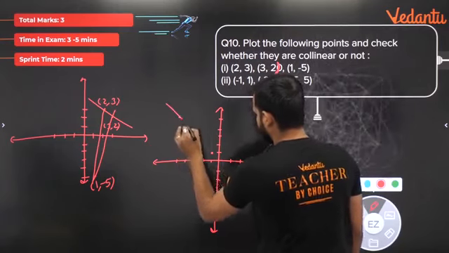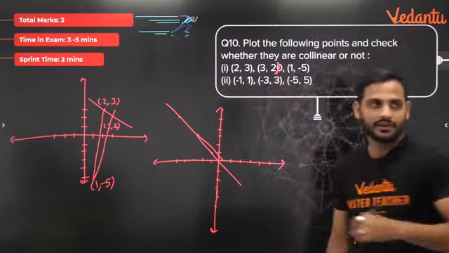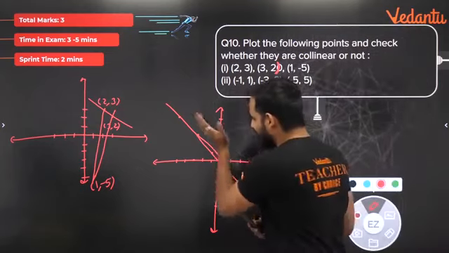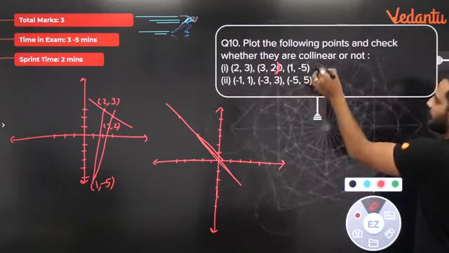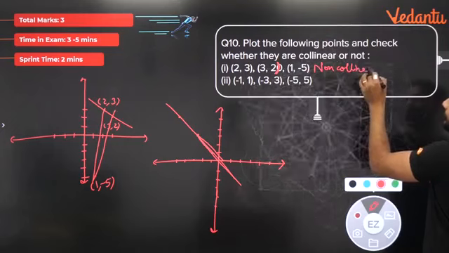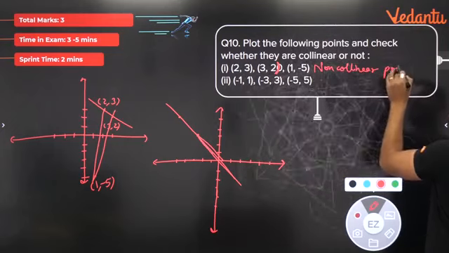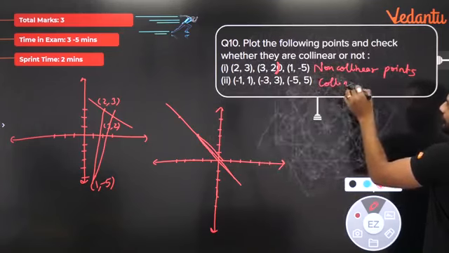And as you can see, bachcho, all the 3 points can be joined using a line. This is a rough diagram. Okay, we can join it. This will be joined together. So the first one is non-collinear. These points are non-collinear points, and this is your collinear points.